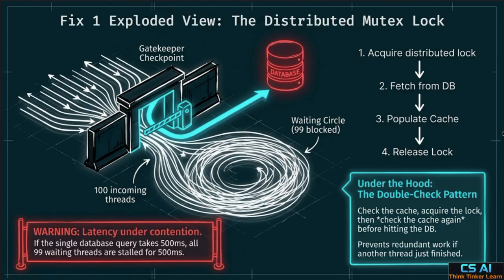But here is a huge warning. If the DB query takes 500 milliseconds, all those waiting threads are stalled for 500 milliseconds. To prevent redundant work, always use the double check pattern. Check the cache once, acquire the lock, and then check the cache again before hitting the DB.